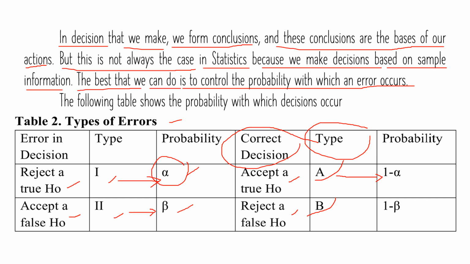Then for the correct decision number 2, which is 1 minus beta, since beta is the probability of committing a type 2 error, once we subtract this beta from 1, which represents 100%, meaning we are just erasing the probability of committing an error, that will be the probability that we can map on the second correct decision that we can make.